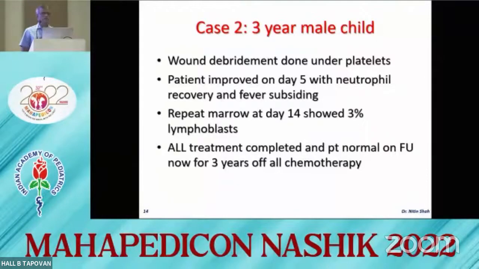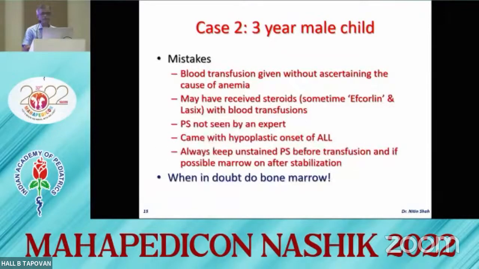Okay, so we complete this ALL treatment protocol. Child survived and now he's off chemotherapy, following for the last 3 years. So such a rewarding case, but made so difficult. Why? What mistakes happened? Blood transfusion was given without ascertaining the cause of anemia, without a follow-up CBC.